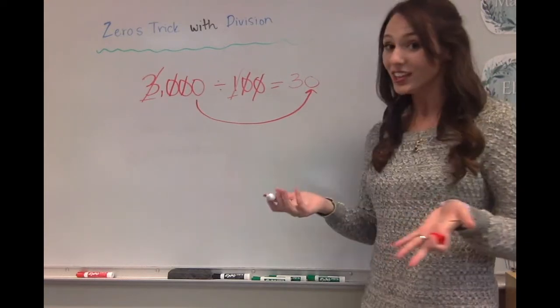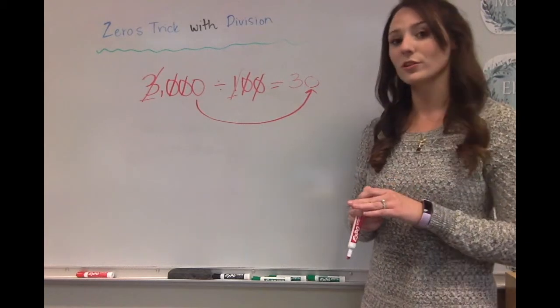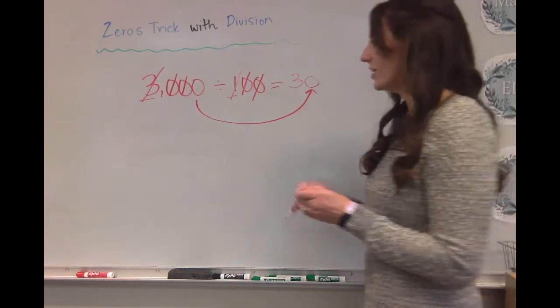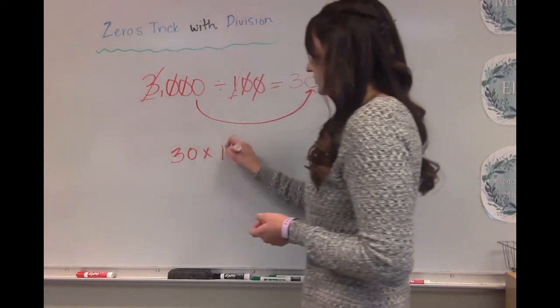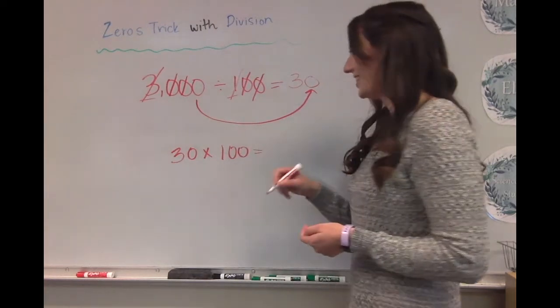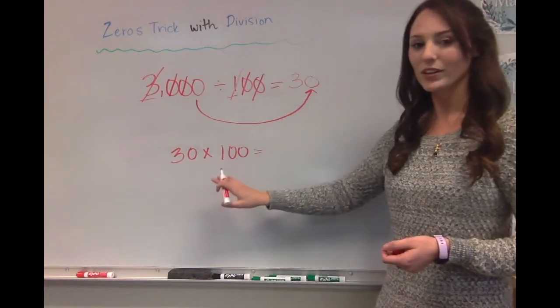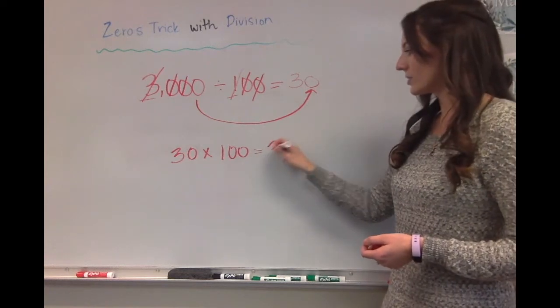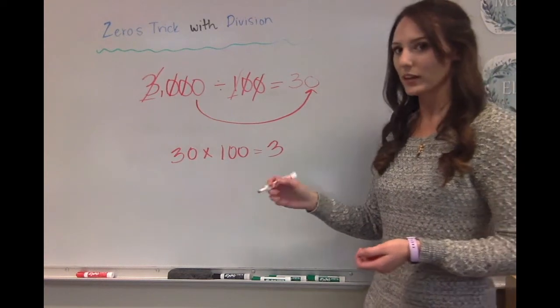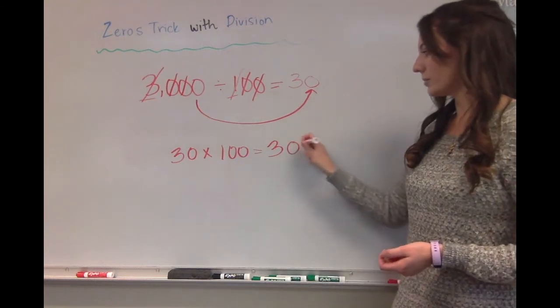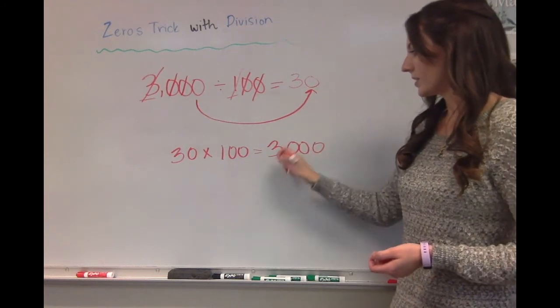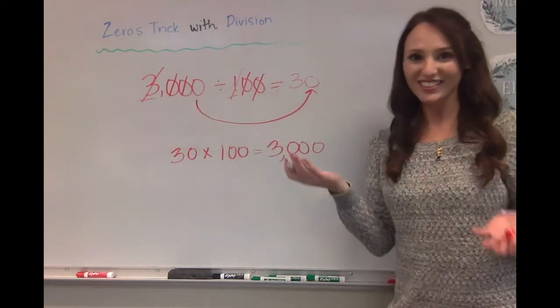And we can even check this with our zeros trick with multiplication. Let's give it a try. 30 times 100. We're going to do 3 times 1, ignoring our zeros. That is 3. Now we're going to add our zeros back in. I have 1, 2, 3 zeros, so I'll add them in my answer. 3,000. We're good to go.